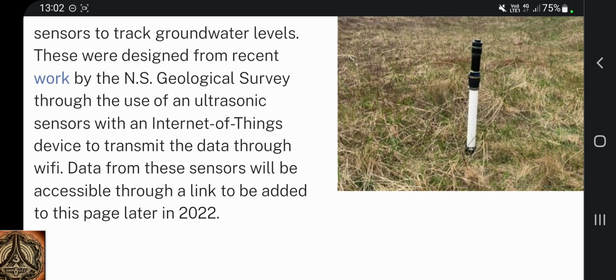The Internet of Things. They are tracking our water.